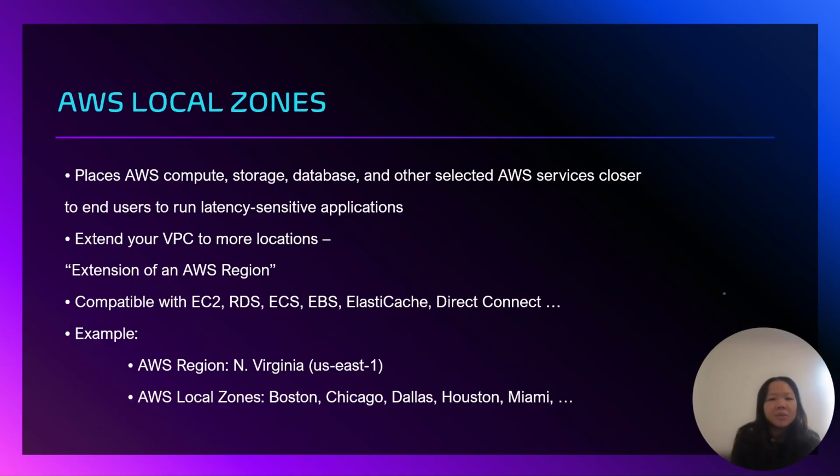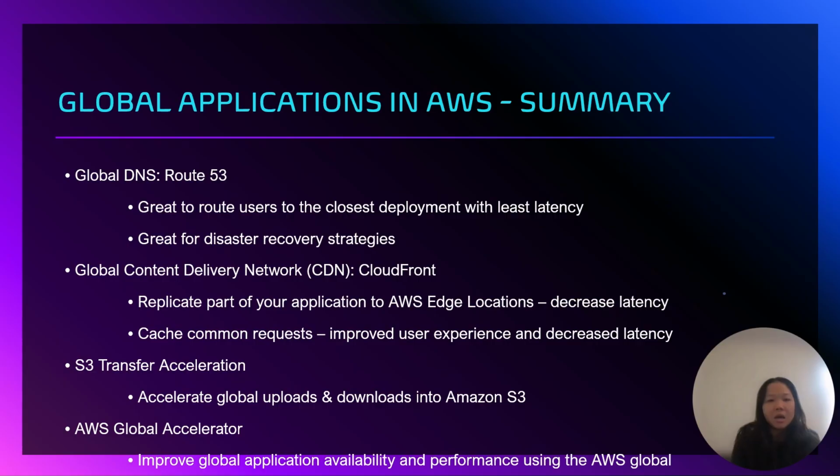AWS Local Zones place AWS compute, storage, database, and other selected AWS services closer to end users to run latency sensitive applications. They extend your VPC to more locations, as an extension of an AWS region, and are compatible with EC2, RDS, ECS, EBS, ElastiCache, and Direct Connect. For example, AWS region North Virginia is us-east-1, and AWS Local Zones include Boston, Chicago, Dallas, Houston, and Miami.